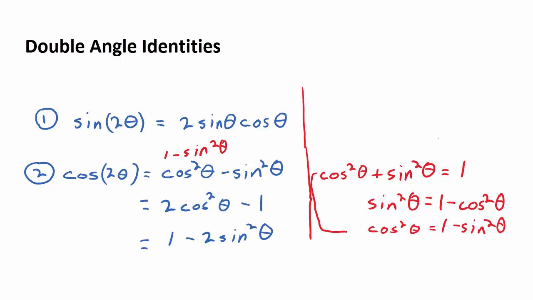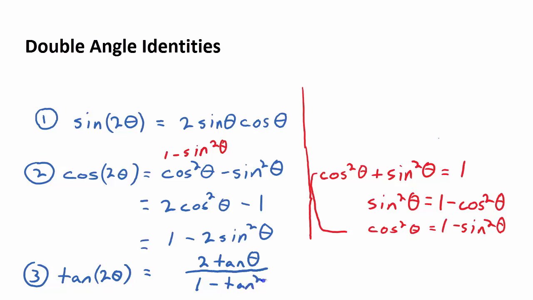And then for tangent of 2 theta, again, you could just use the sum identity for tangent to verify that the tangent of 2 theta is equal to 2 tangent theta divided by 1 minus tangent squared theta. And we actually proved this in the previous class as well, if you look back in your notes.